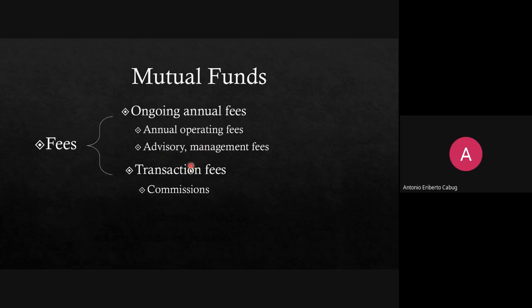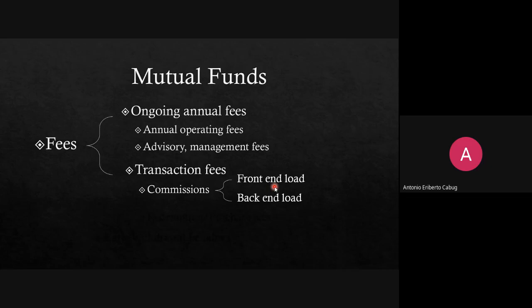Meanwhile, transaction fees are incurred every time there's a transaction. Commissions are paid to agents who sell mutual funds. So, if you buy a mutual fund via an agent, they have to be compensated with a commission. If they charge the commission at the time when the investor buys the share, it's called a front-end load. If the commission is charged when the money will be redeemed, when the investor takes the money out again, we call that a back-end load.